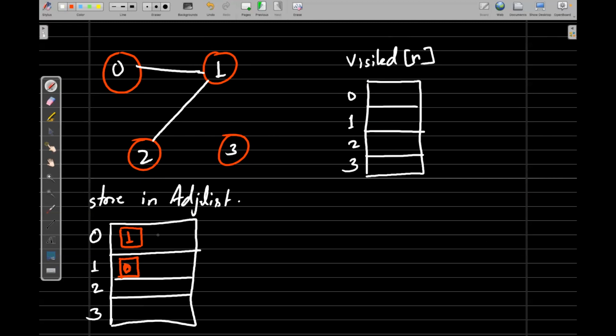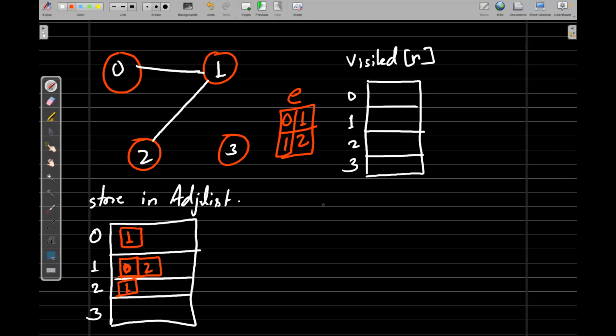Now, the information was given in the edges. What was given? 0, 1, and 1, 2. That's how it was given, correct? So for 0, 1, we put this information like this in the adjacency list. For 1, 2, 1 is friends with 2, so we'll put 2 here, and 2 is friends with 1, so we'll put 1 here. 3 is friends with no one, so it will be empty.